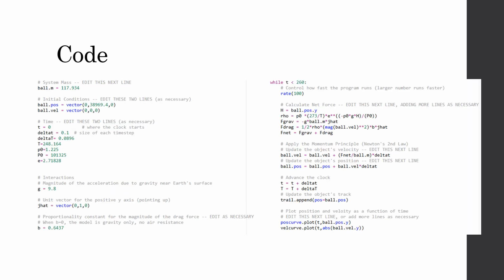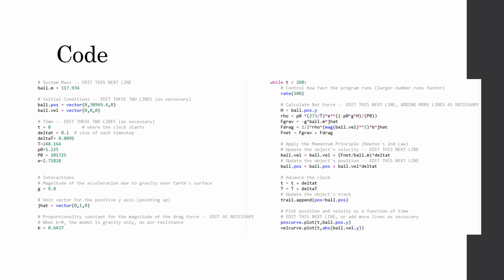So here's the code with all of the values on the last two slides inputted. We initialized his mass, the position that he's at. He started from rest, so the vector is just 0, 0, 0 for velocity. Then t, the delta T, the change in temperature calculated, the temperature, the minimum temperature, P0, and then the other P0, as well as what the value of e is. We also include gravity and the j hat vector, and then the bottom is our b value for the drag coefficient.